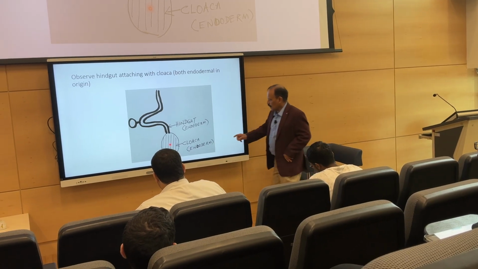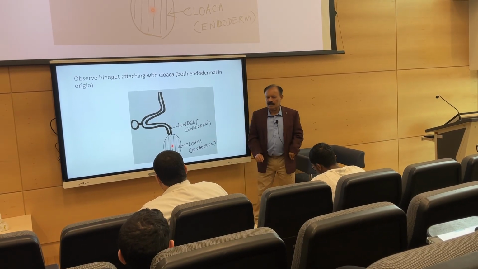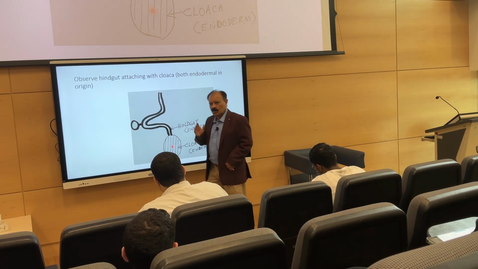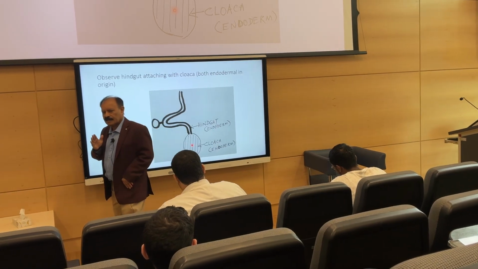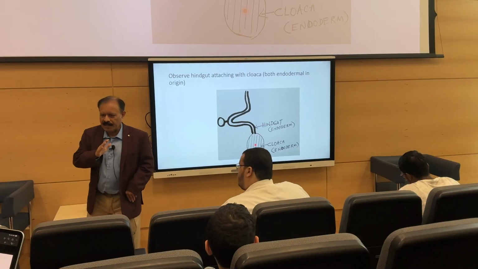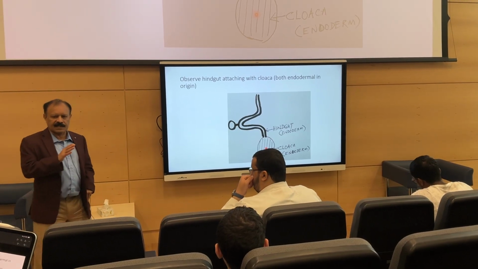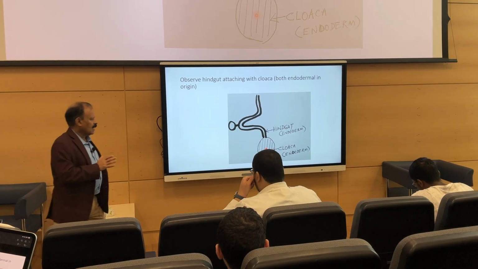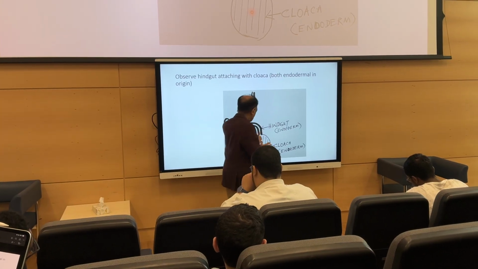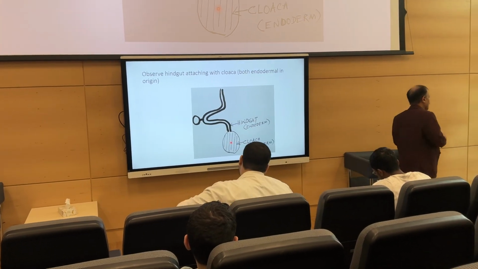Can you see the cloaca? The hindgut is endoderm, like a balloon. Now it will be divided into two parts. Anterior part will be called bladder, prostate, and the urethra. The posterior part will join to form the rectum. So you need another photograph from me, and that is it.